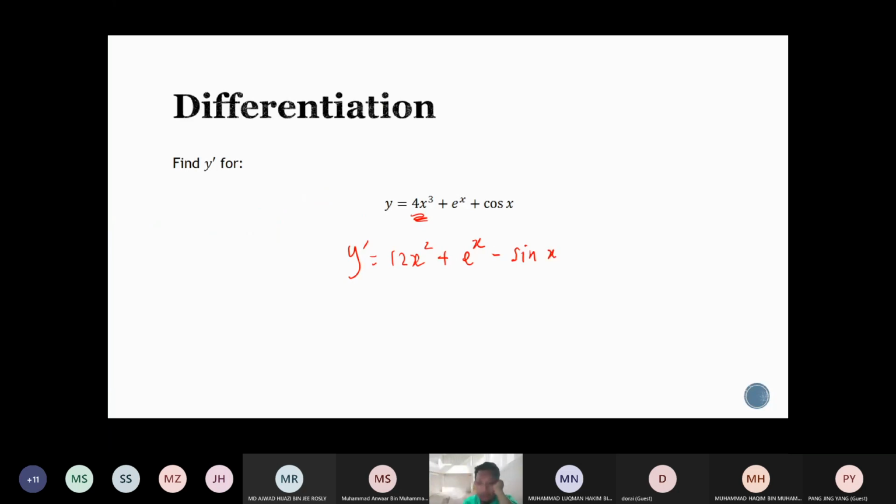Okay, so in our lecture, in our class later, kita akan differentiate this kind of function. Function yang simple, dia tak adalah function x, ex ke, ada kot maybe one hard question.